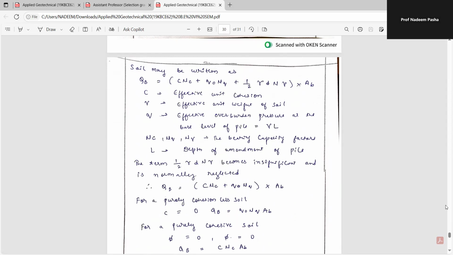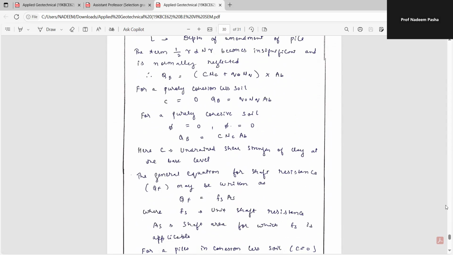For a purely cohesionless soil, c is equal to 0, so Qb is equal to q naught into Nq into Ab. For a purely cohesive soil, q naught is equal to 0, phi is equal to 0. Qb equal to c into Nc into Ab. Here c is the undrained shear strength of soil at the base level.